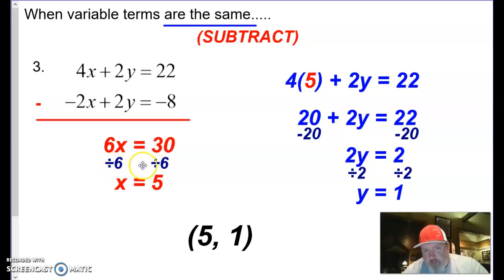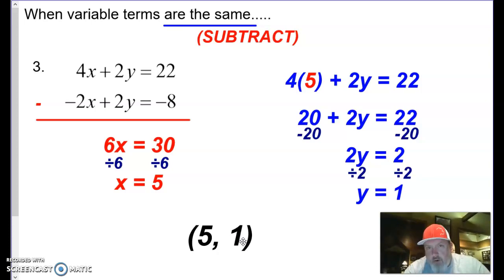From here, I can divide by 6, and x is 5. Again, you have the choice. You plug it in either equation. I just plugged it into the top one. So I replaced x with 5. So 4 times 5 was 20. Subtract 20 from both sides and divide. Final step again, write your answer as an ordered pair.